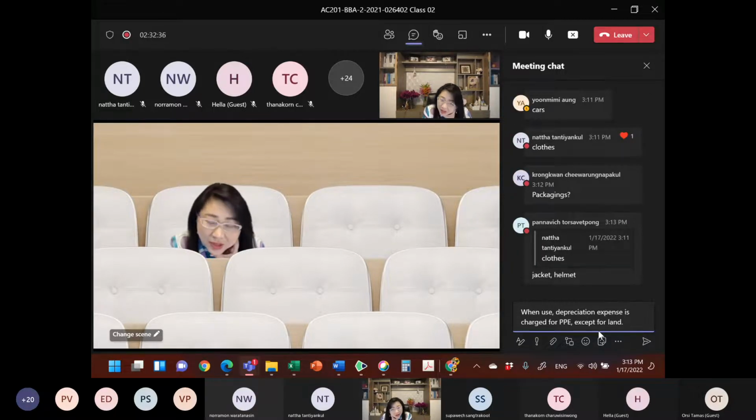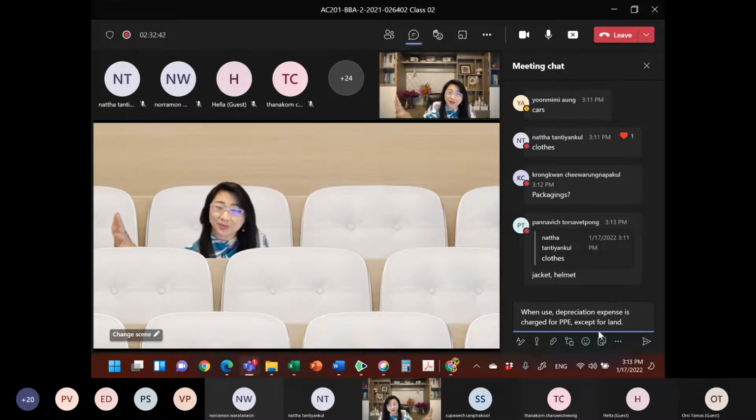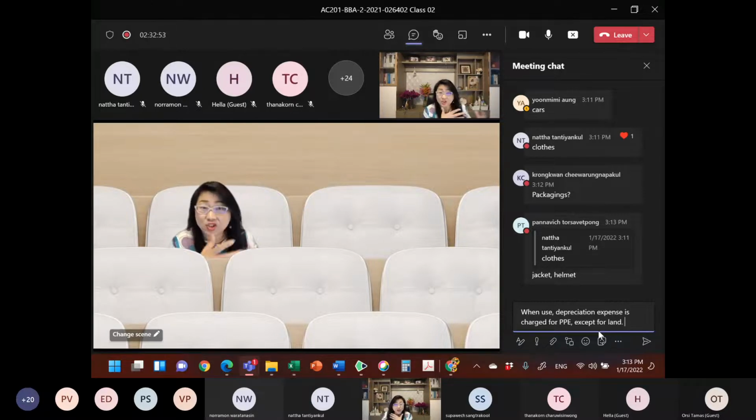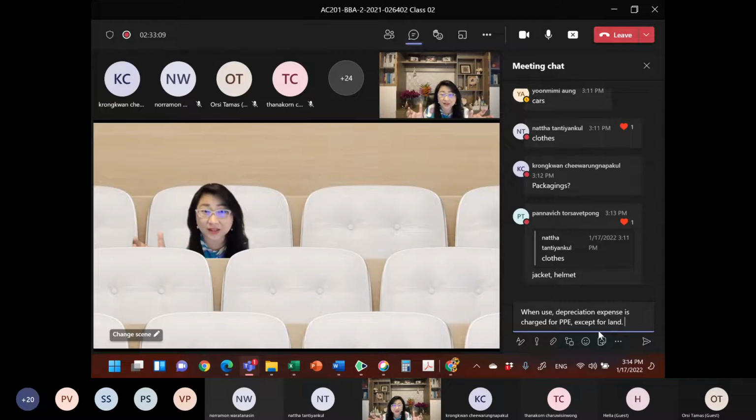Yeah, jacket, helmet, I do agree with that. It's long life. But if it belongs to the employees, then it's not part of the company's asset. And packaging, what do you mean by that? Like packaging machine? If it's a material for packaging the product, then no, that's current, part of the inventory. But if it's a packaging machine, then yes, it's part of the PPE. If it's packaging material, then it's part of the inventory.